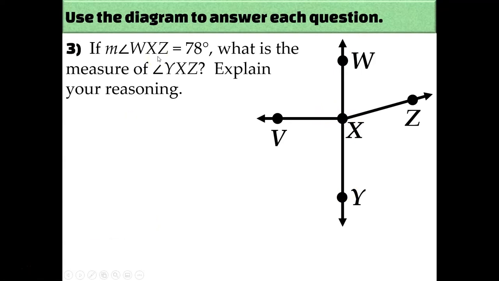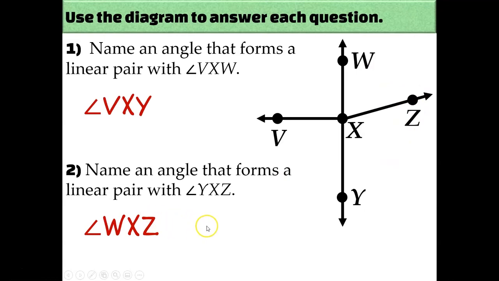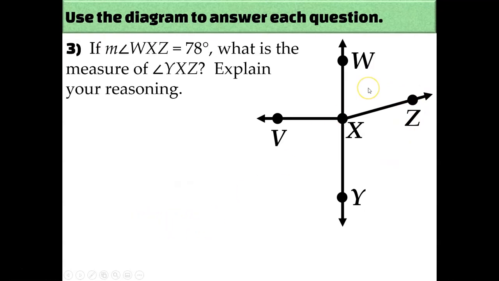Next question. If the measure of angle WXZ, that's this little angle right here, is 78 degrees, then what's the measure of angle YXZ? Well, we just said that these two angles form a linear pair, right? That's the last answer that we just had. So if they're a linear pair, that means that they have to be supplementary. And supplementary means they add up to 180 degrees. So if one part of this linear pair is 78 degrees, what do I need to add to it to get to a total of 180? The answer would be 102.